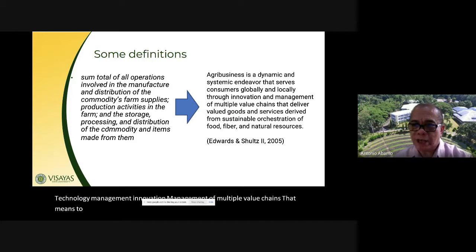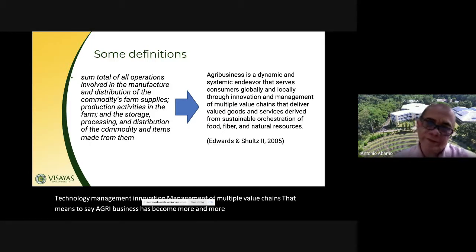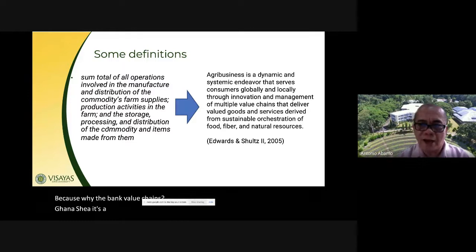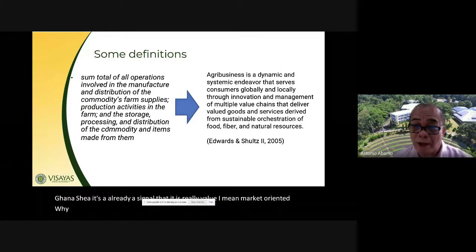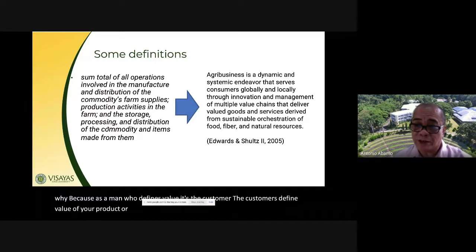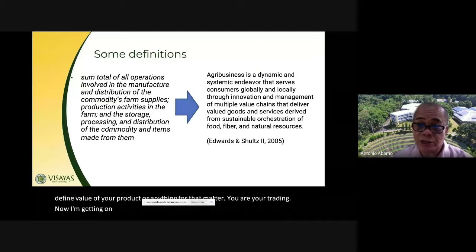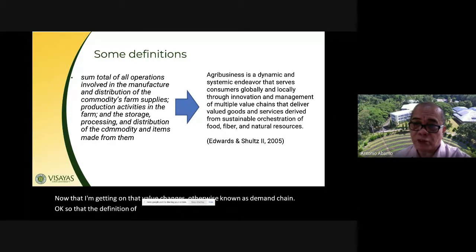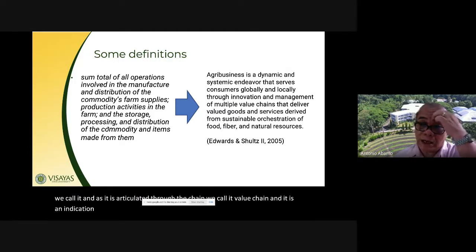That means to say, agribusiness has become more and more market-oriented. Because why? When you have value chains, it's already a signal that it is really market-oriented. Why? Because who defines value? It's the customer. The customers define the value of your product or anything for that matter you are trading. As I said earlier, value chain is otherwise known as demand chain, so that the product specification comes from the customer, and as it is articulated through the chain, we call it value chain.